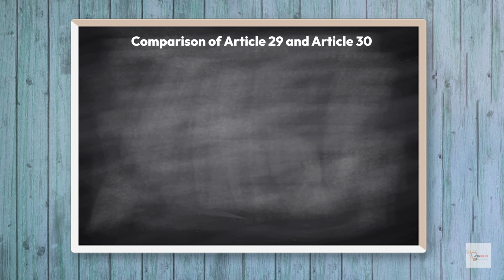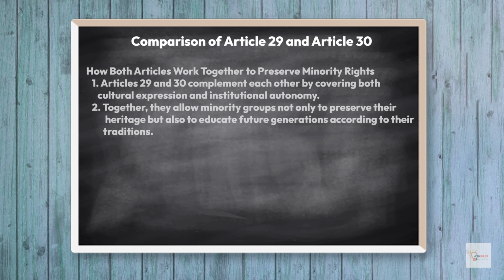Now let's talk about the fourth point: comparison of Article 29 and Article 30. How both articles work together to preserve minority rights. Articles 29 and 30 complement each other by covering both cultural expression and institutional autonomy. Together, they allow minority groups not only to preserve their heritage but also to educate future generations according to their traditions.